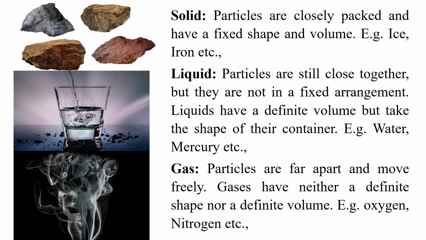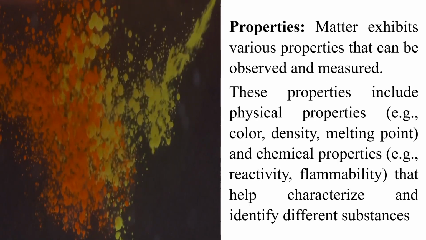In a liquid, the particles are still close together but they are not in a fixed arrangement. Liquids have a definite volume but take the shape of the container. Example: water and mercury. In a gas, particles are far apart and move freely. Gases have neither a definite shape nor a definite volume. Example: oxygen and nitrogen.